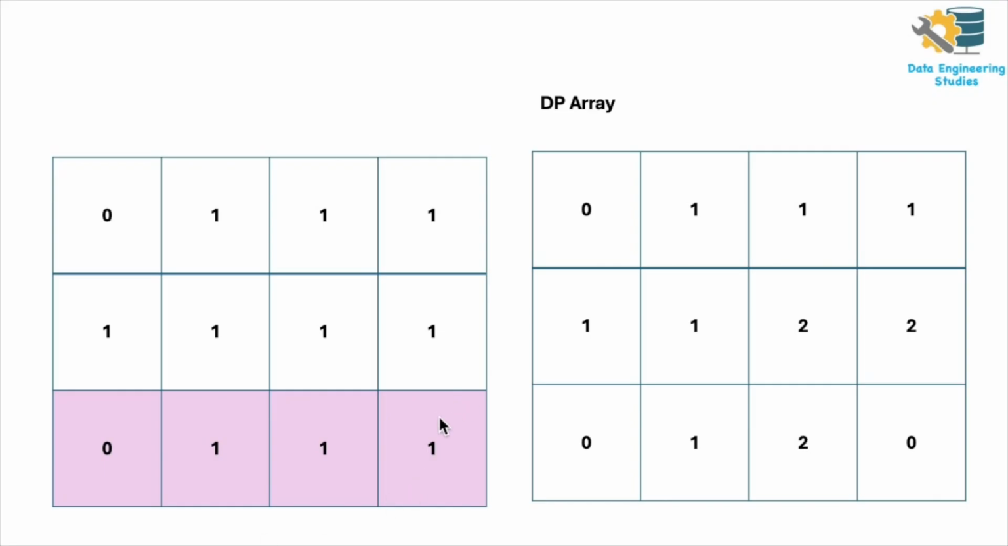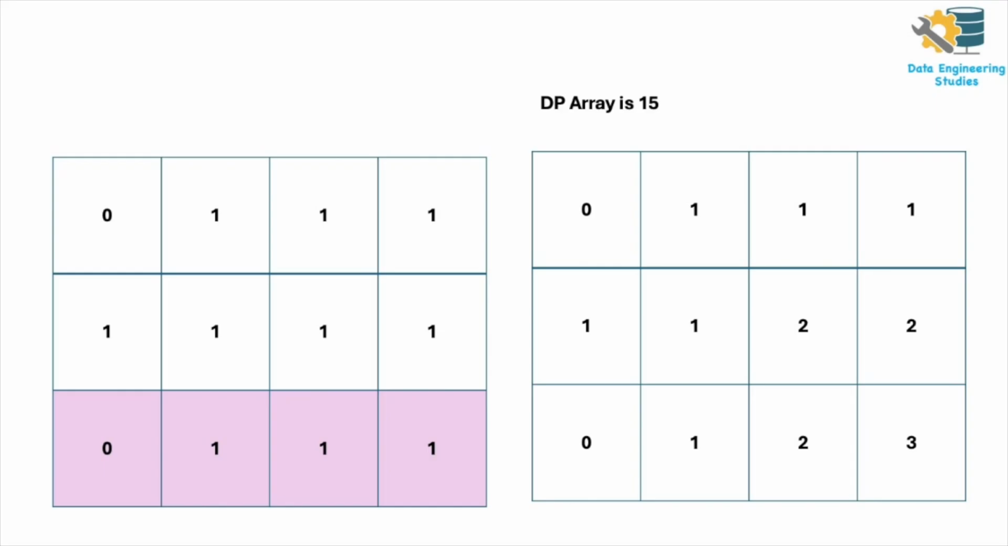The last element is also 1. So the minimum of all the 3 sides is 2. So we will add 1 to the minimum element. 2 plus 1 makes 3. Now we will add all the elements of the DP array, and we will return that as our output. So 3 plus 6 plus 6 is 15. We are returning the output as 15. I hope the approach is clear.